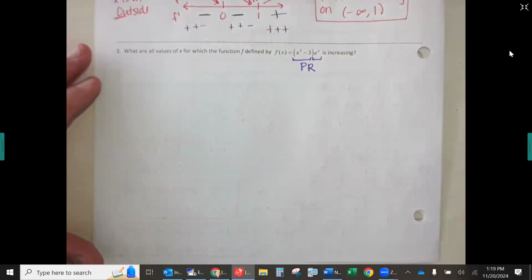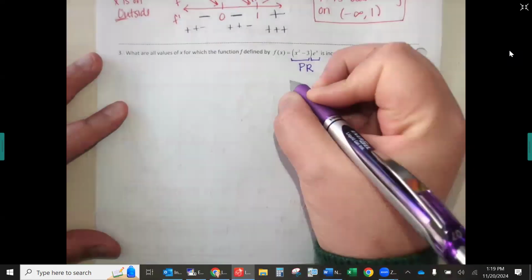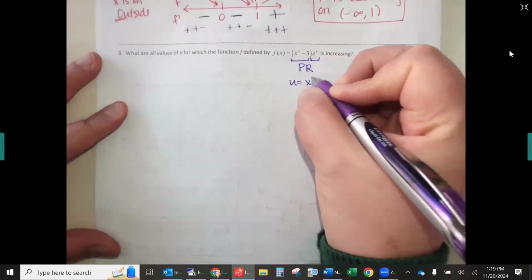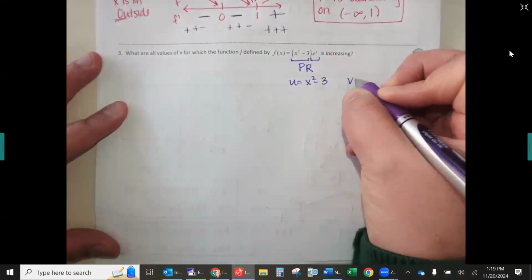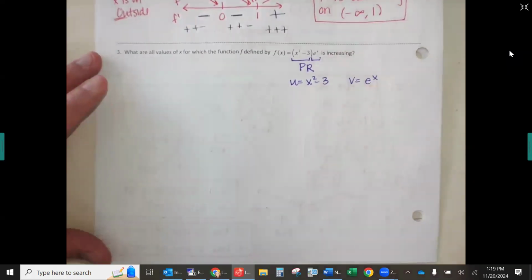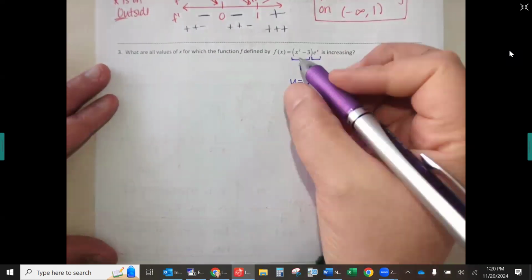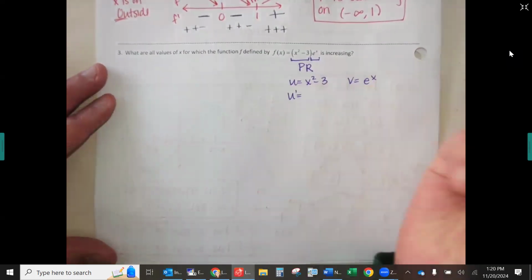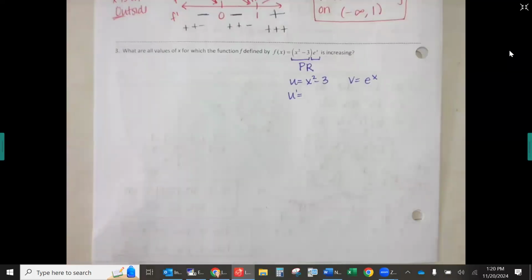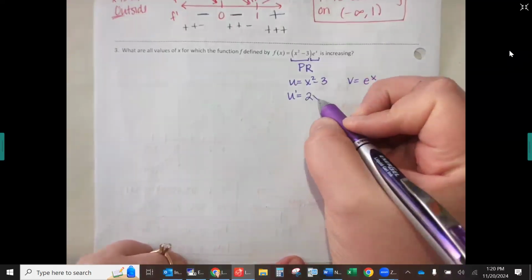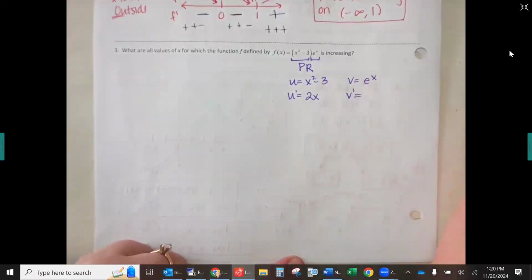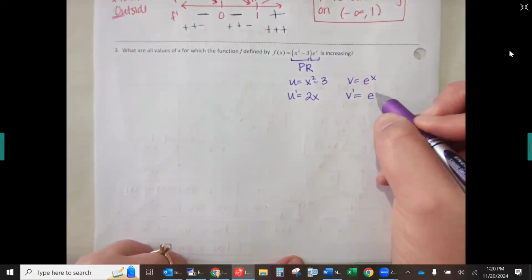So break down your 2 little pieces here. My u is going to be x squared minus 3. My v is e to the x. We're going to take the derivative of both of those pieces separately. So what's the derivative of x squared minus 3? Okay, 2x is correct. What about e to the x? e to the x again.